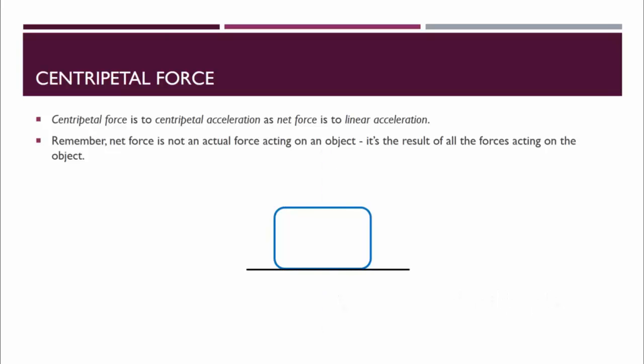Here's an object on a surface. If the surface is frictionless, or if the object is on wheels, we might only have an applied force, in which case the net force is equal to the applied force. If there is friction, it would probably be directed opposite of the applied force, so the net force would be the applied force minus the force of friction. My point here is that the net force is not one of the forces that you draw on your free body diagram.